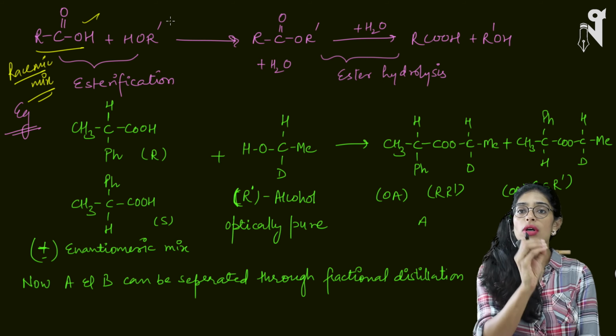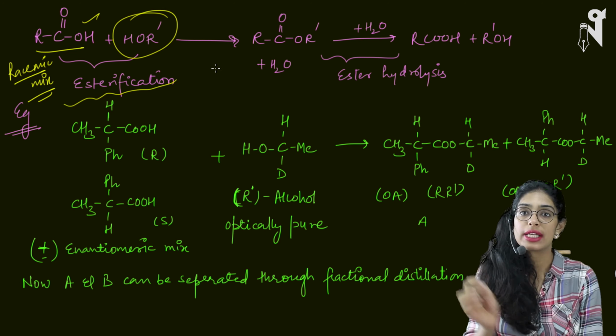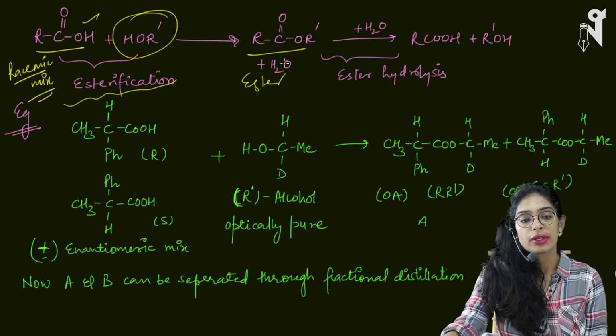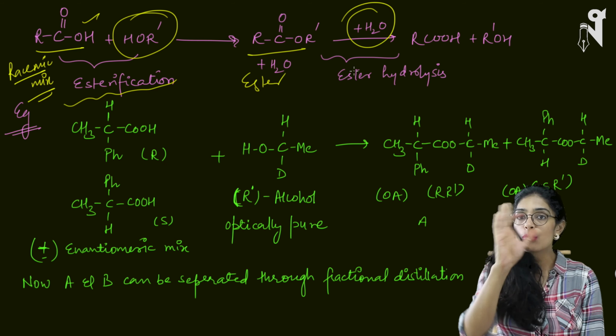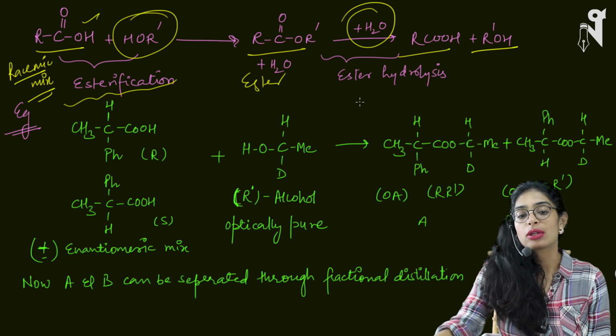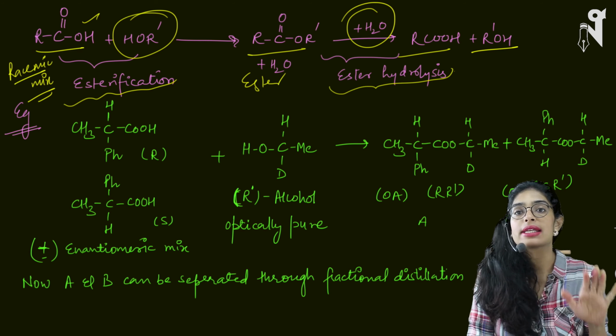If I take carboxylic acid and react it with alcohol, what exactly happens? The esterification reaction takes place. All of us know about it, and this gives us an ester. Now in this ester, if I add water to it, it will give you back the carboxylic acid and alcohol, and this process is called ester hydrolysis.